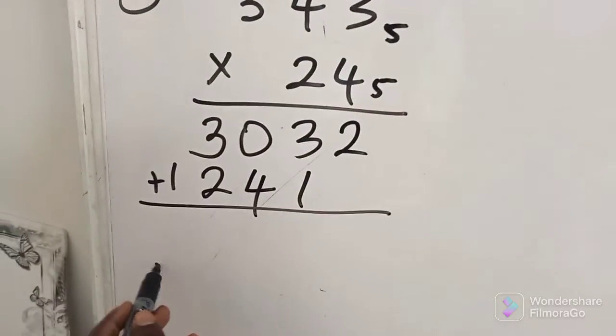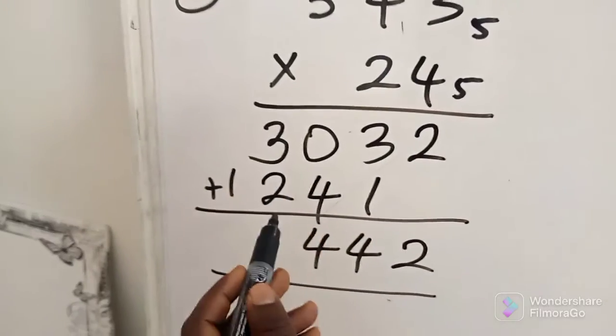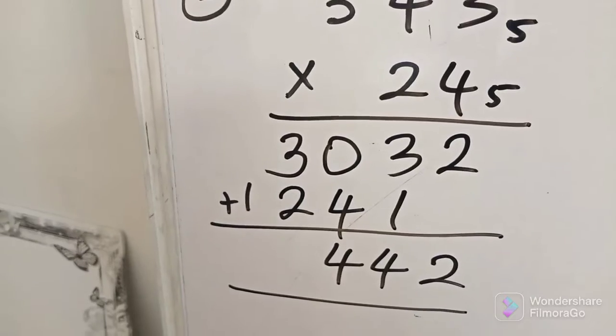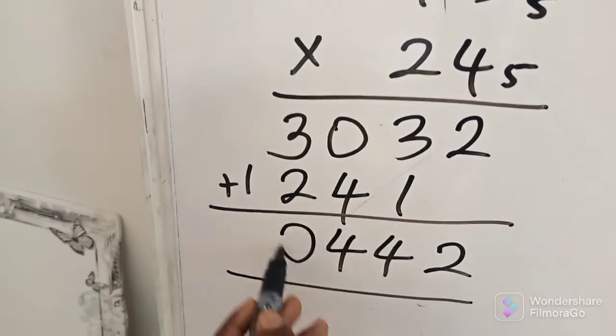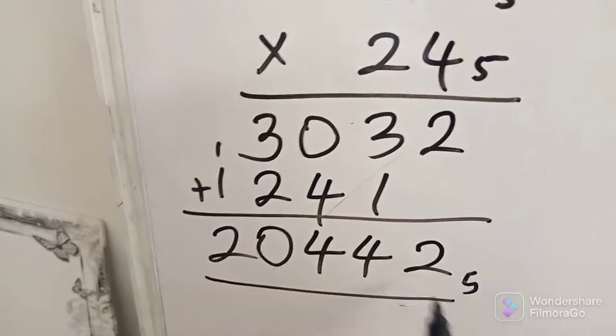Add everything together. We have 2, 4, 4, 5. But we can't write 5. We have to convert it. So 5 over 5 will give me 1 remainder 0. I will write down the remainder and carry 1. 1 plus 1 will give me 2. Don't forget to write the base, base 5. So it's as simple as that.